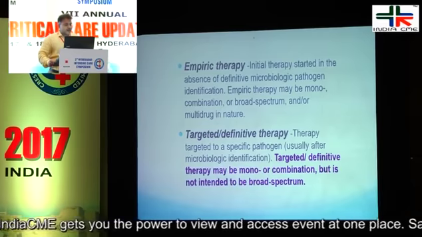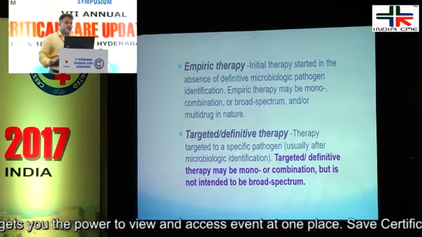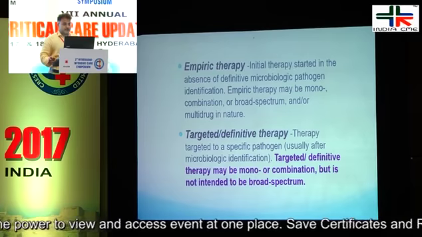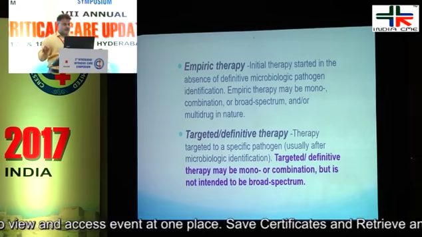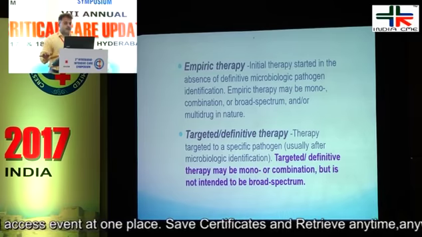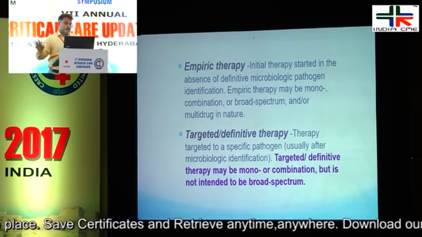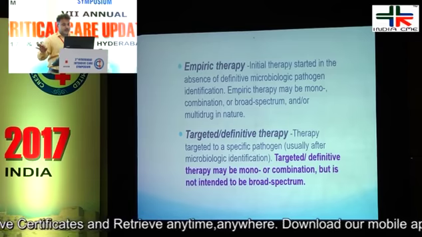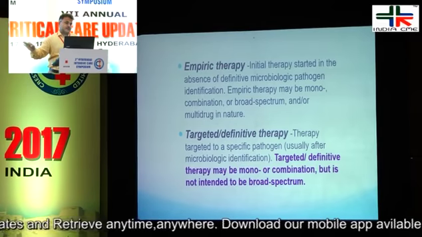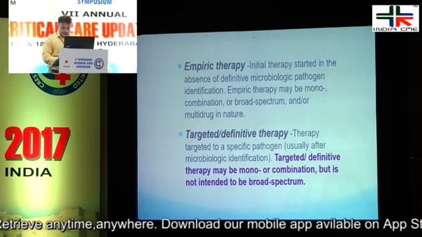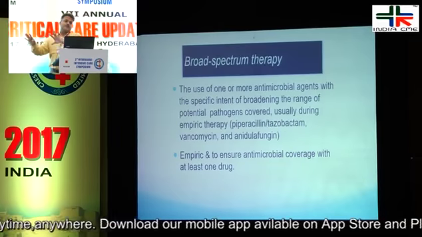When we come to targeted or definitive therapy, here we know the organism and we start treatment. So when we know the organism, why do they need to recommend targeted therapy? It may be mono or combination, but is not intended to be broad spectrum. Here again they have confused you. These are all definitions I am taking from the guideline.